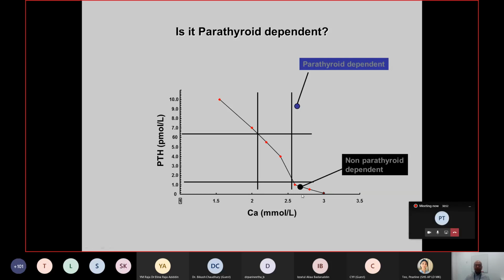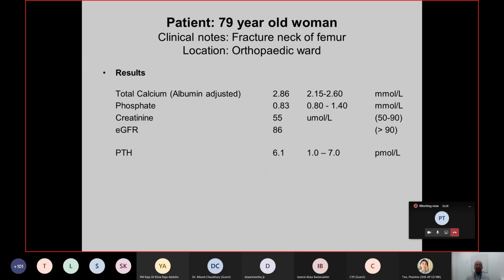So in this case, serum calcium is high. If PTH is also high, then that's primary hyperparathyroidism or PTH dependent. It gets a little bit murky when the PTH is within the reference interval, and we generally say if it's in the upper half or upper two-thirds of the PTH reference interval, this is parathyroid dependent. If it's in the lower third of the PTH reference interval, this is parathyroid independent hypercalcemia.